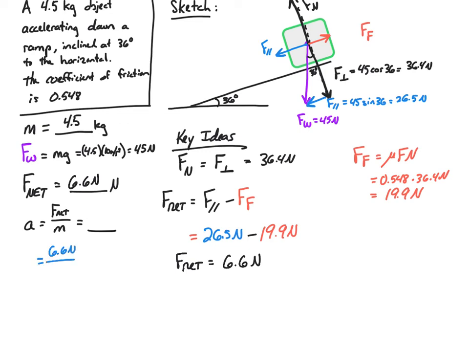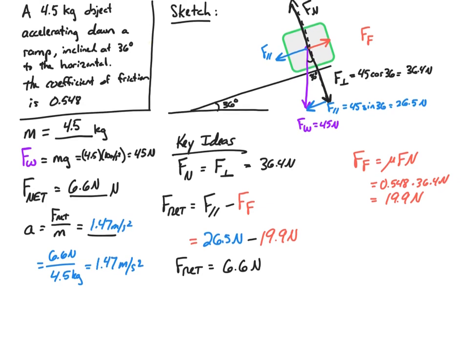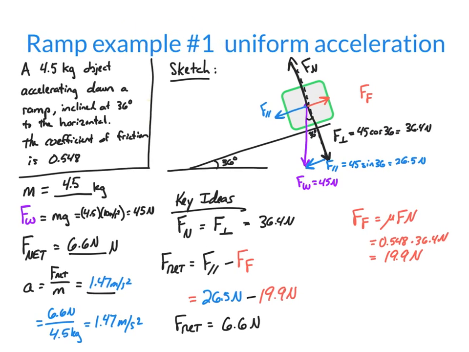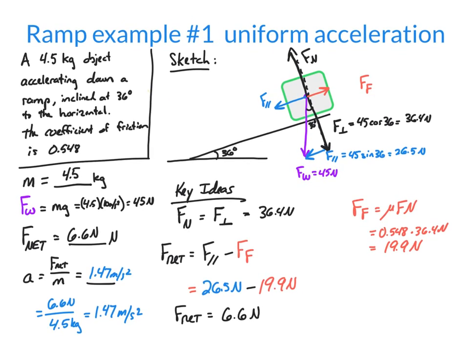To solve for the acceleration, we'll divide that by the mass of 4.5 kilograms, and we get an acceleration of 1.47 meters per second squared down the ramp. So physics students, when we take a look at a ramp problem like this, we're really using what we know about net force, tying into a couple key ideas, and we're using this to help us find acceleration.